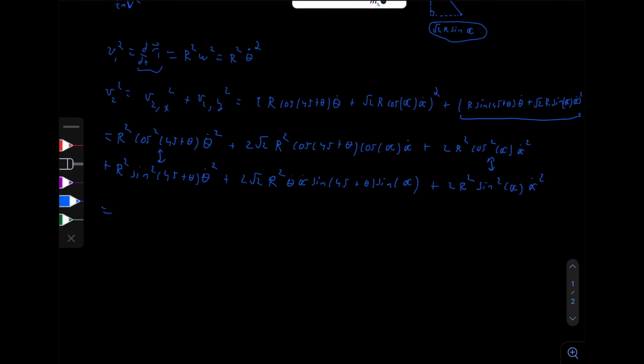So if we factor out an r squared theta dot squared, we'll just have a cosine squared plus sine squared, so that's just 1. So those are gone. And then for the other guys, it's going to be 2. We factor out a 2r squared alpha dot squared. Okay, and then we have plus 2 root 2 r squared.